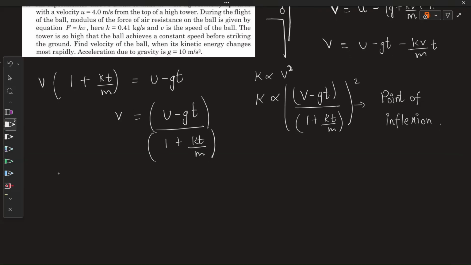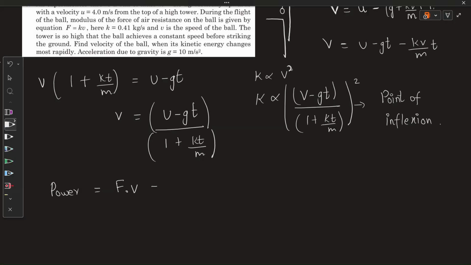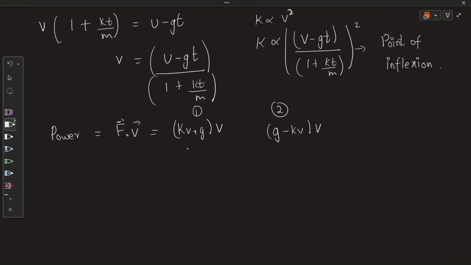What is the rate of change of kinetic energy? It's simply power, right? Power is nothing but force into velocity. Considering the first part of motion, what forces are acting? kV is acting, and mg is acting in the same direction, into V. This is in the first part, whereas in the second part the power is (mg minus kV) into V. Now we have to maximize this.